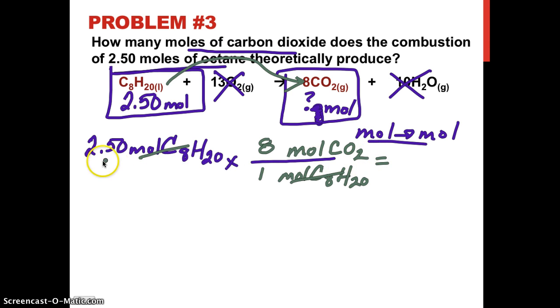So, 2.50 times 8 is 20, I believe, and so this would be 20.0 moles of CO2 formed.